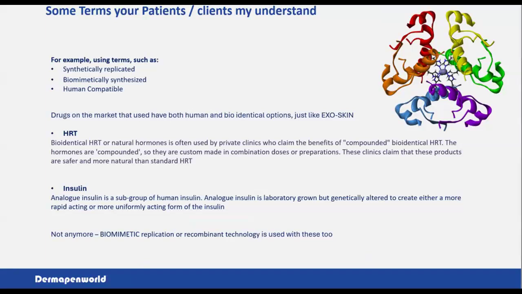You probably heard about it, but it is from lots of people's thought processes that it is actually a more natural and better way than standard HRT, which would be human derived. And insulin is exactly the same. Analog insulin is a subgroup of human insulin. It's laboratory grown and is used for people with type 1 diabetes and has been for over 20 years. So both of those drugs were for many years human, and now they're not. So biomimetic replication or recombinant technology is used with these two and with many, many other things.